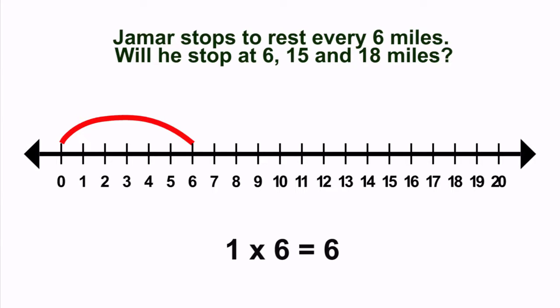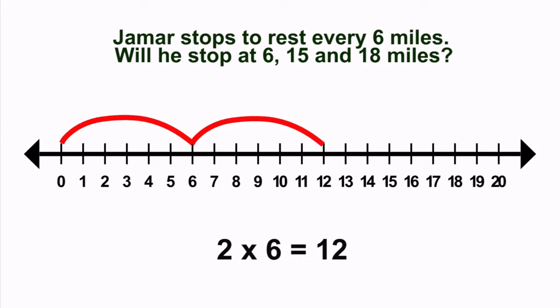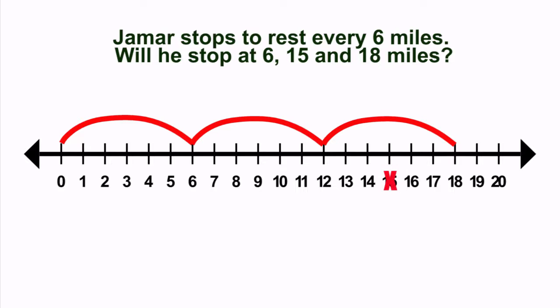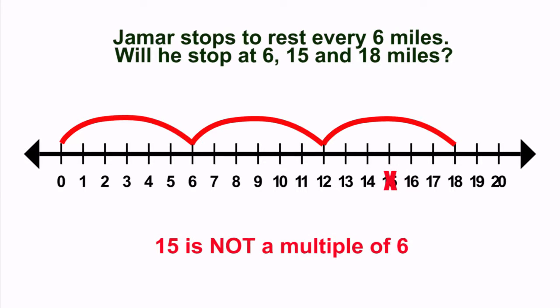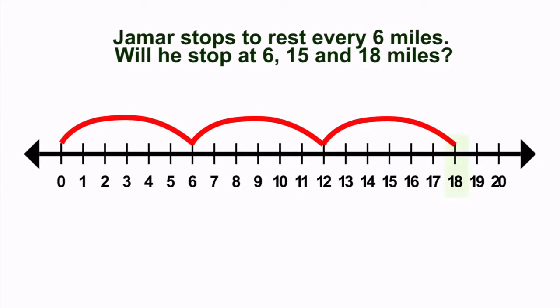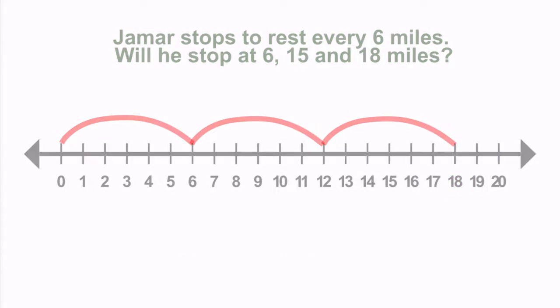Jumping once, 1 times 6 is 6. Jumping twice, 2 times 6 is 12. And jumping 3 times 6 is 18. I can see that I did not land on 15, so I know that 15 is not a multiple of 6. However, I did land on 18, so I know that 18 is a multiple of 6.